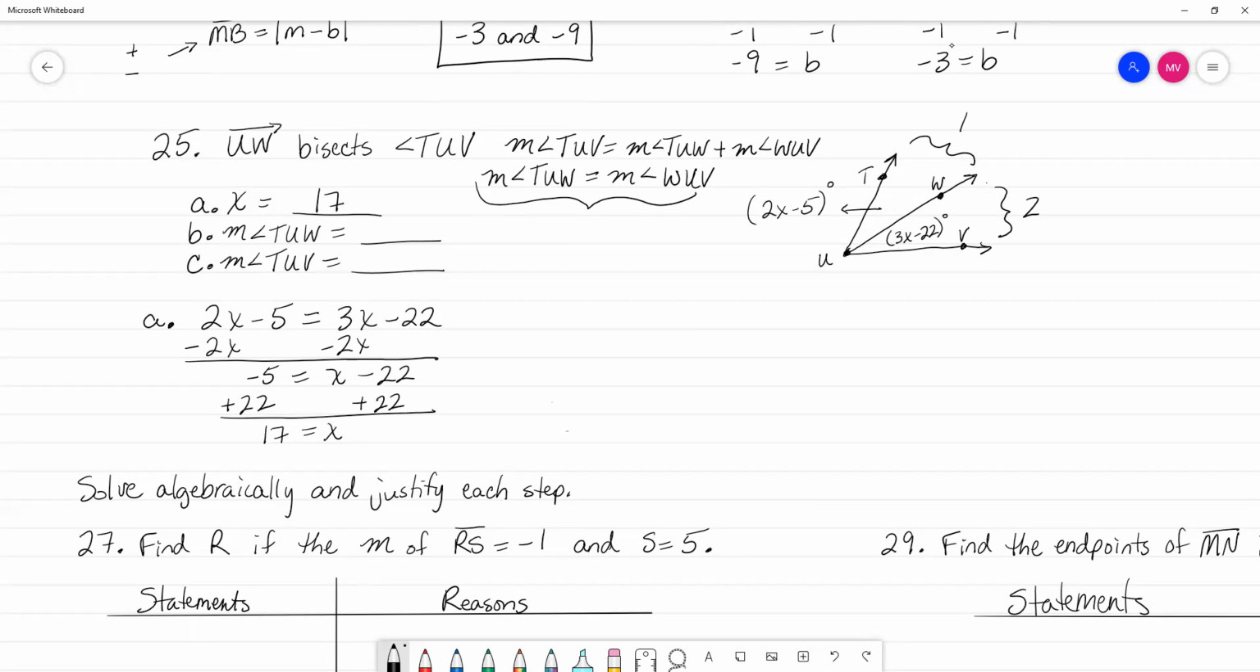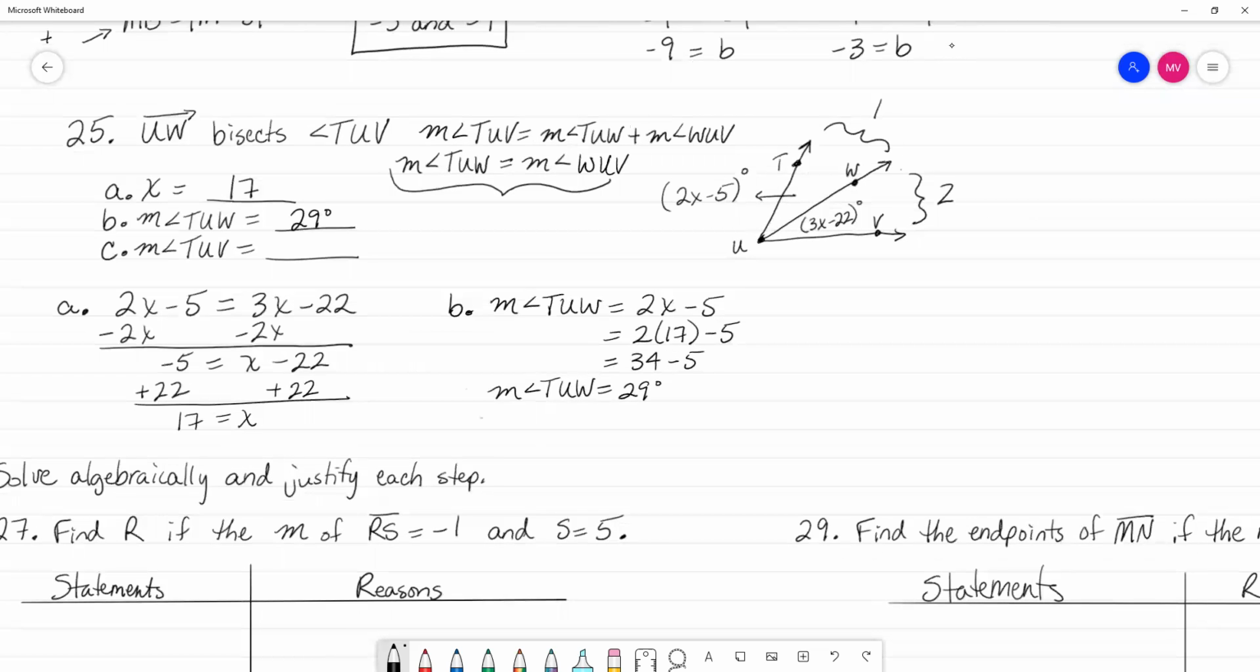Once we've solved the value for x, we can then plug that value into the measurement for TUW. So the measurement of angle TUW is equal to 2x minus 5. So plug in that 17, 2 times 17 minus 5. 2 times 17 is 34, minus 5 is 29. So the measurement of angle TUW is 29 degrees.